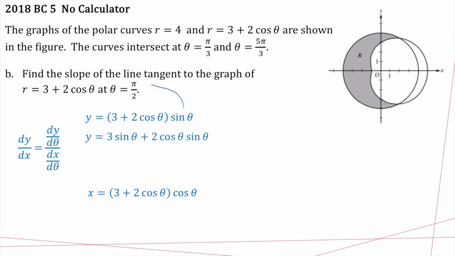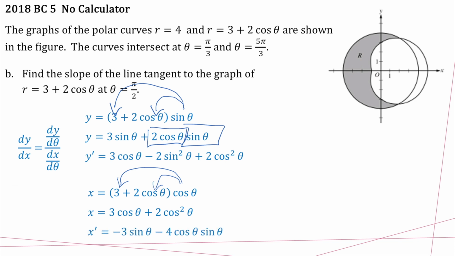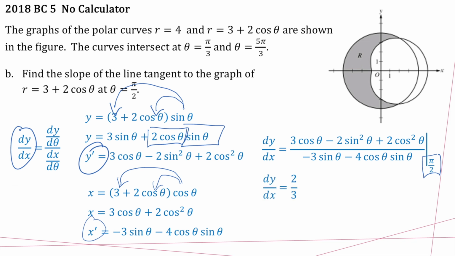The first thing I'm going to do is distribute the sine through. Then take the derivative, and right here we'll have to use the product rule. And then let's do the same for x. We'll distribute the cosine through, and then take the derivative. Now, dy dx is the y prime over the x prime. Then we have to evaluate that at pi over 2. So plug in pi over 2 to all of that. You get some unit circle practice, and you get a slope of a tangent that is 2/3.